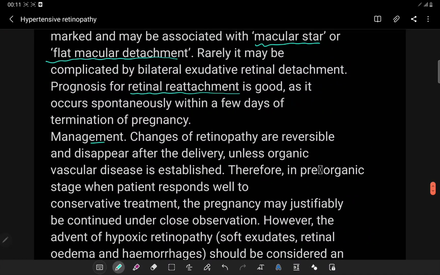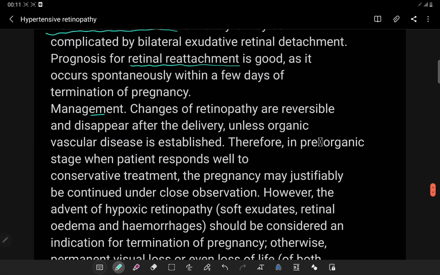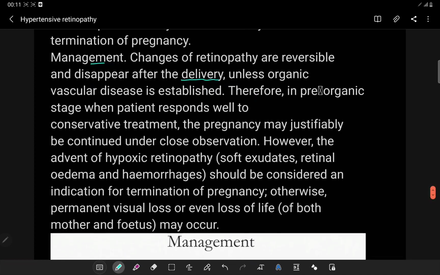Prognosis for the retinal detachment is good as it resolves spontaneously within a few days of termination of the pregnancy. What is the management? Changes of the retinopathy are reversible and disappear after delivery unless organic vascular disease is established. Therefore, in the pre-organic stage, when the patient responds well to conservative treatment, the pregnancy may be justifiably continued under close observation. However, evidence of hypoxic retinopathy, like soft exudates, which are cotton wool spots, retinal edema, and hemorrhages, should be considered an indication for termination of pregnancy. Otherwise, permanent visual loss or even loss of life of both the mother and the fetus may occur.